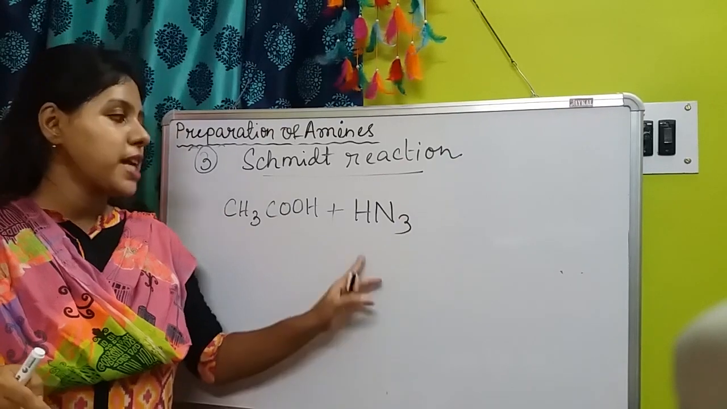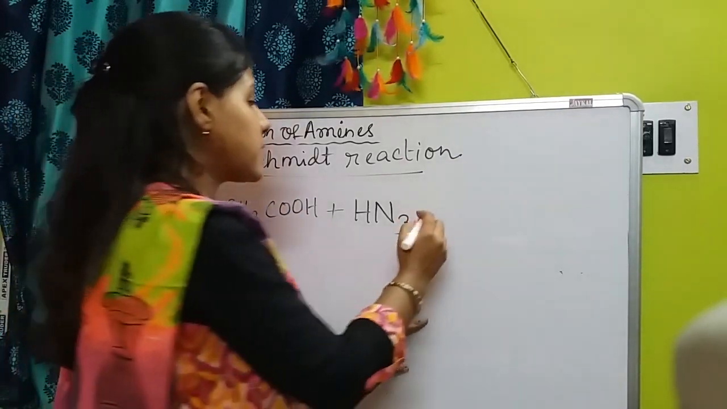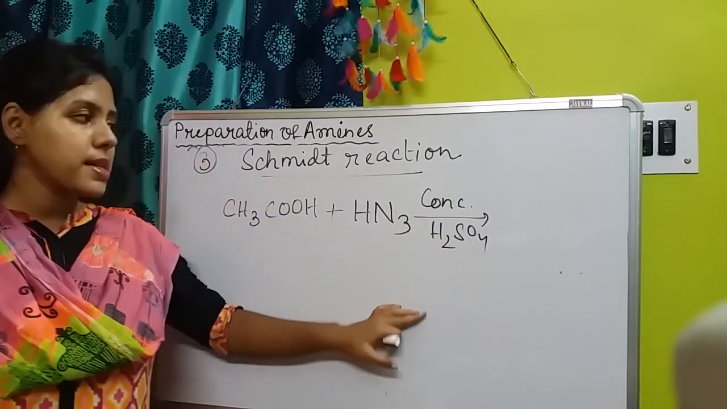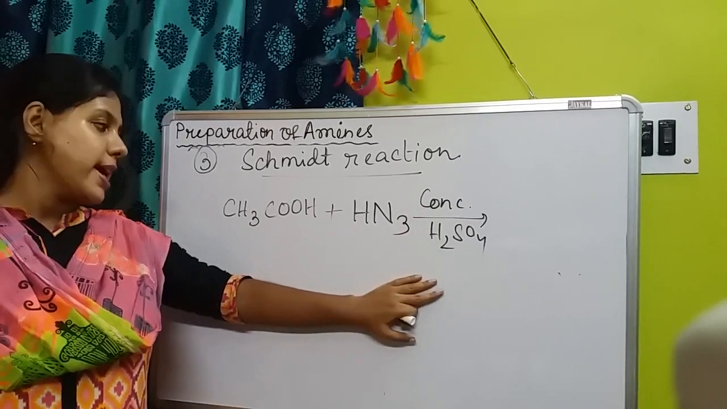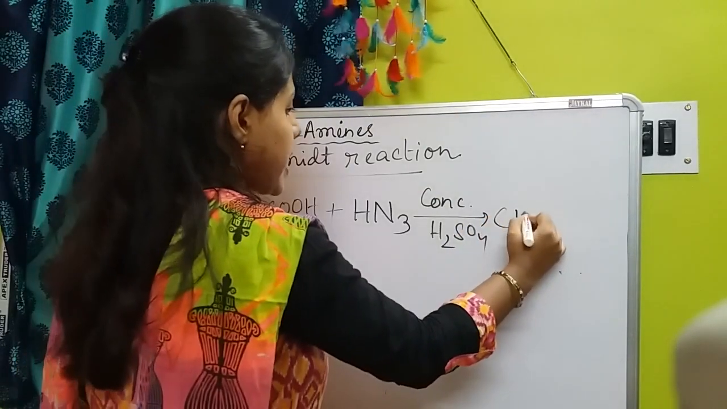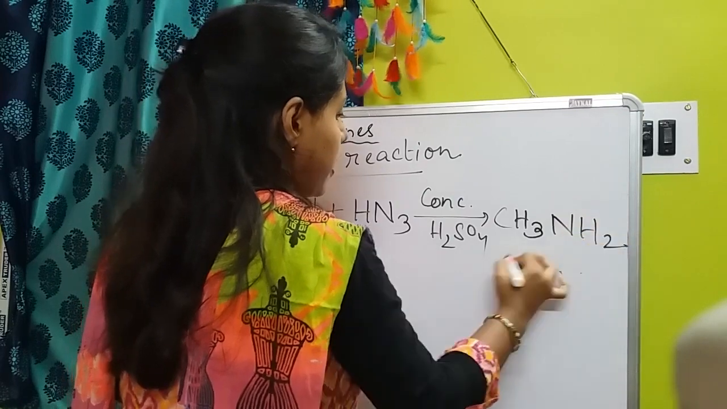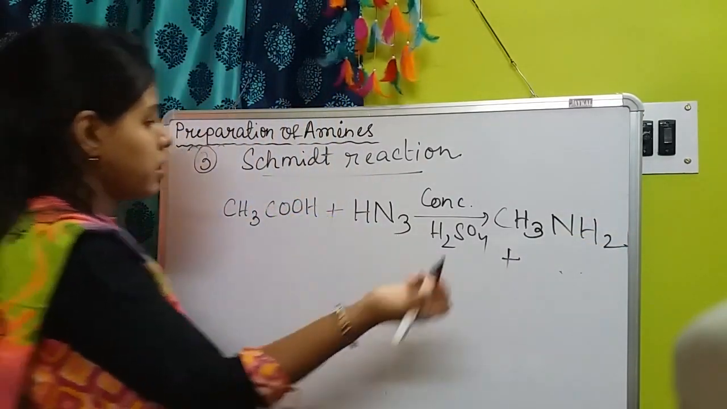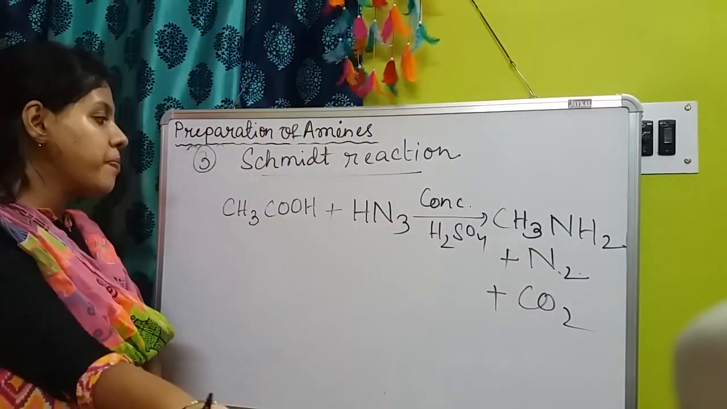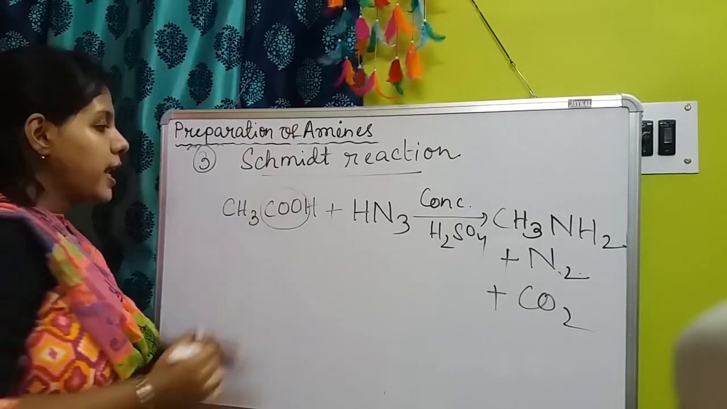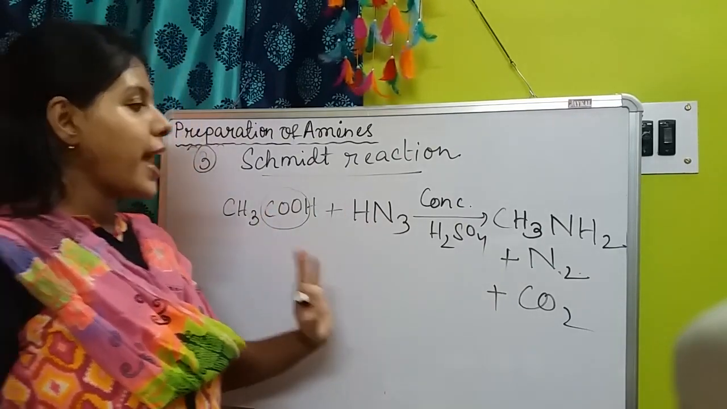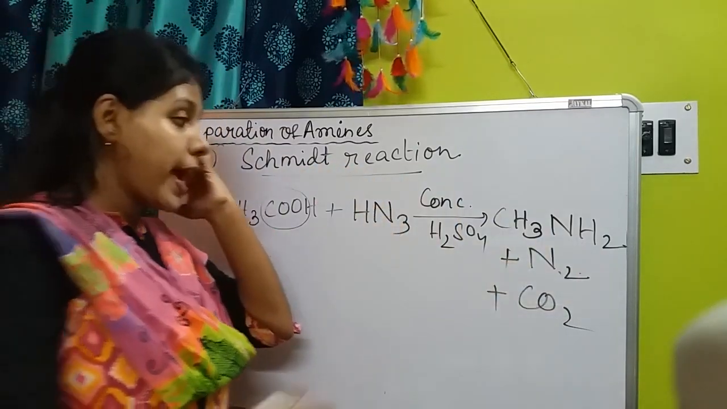NH3 is ammonia, but HN3 is hydrazoic acid, in presence of concentrated H2SO4. So what will be the products here? From here we will get CH3NH2 plus N2 plus CO2. So in this process also one CO2 group will be removed out as carbon dioxide, and then there will be the addition of one nitrogen, forming methyl amine and nitrogen.